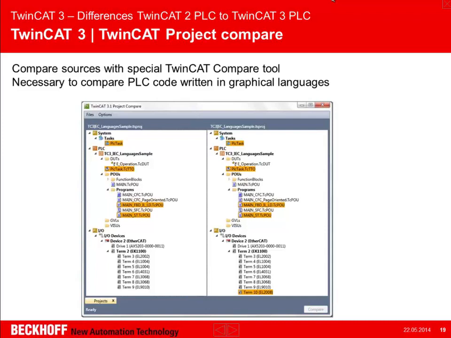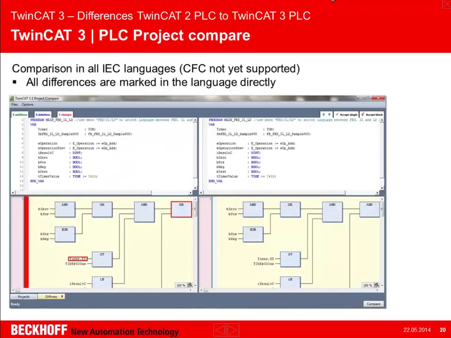If you double click on one of the function blocks, for example one written in function block diagram, then you see the difference directly in the language. In function block diagram, you see that on the left side we have an OR, and on the right side we have an AND, and the red box around the OR shows that this is the difference. So this is all about the new features of the PLC, and of course we have more and more features.